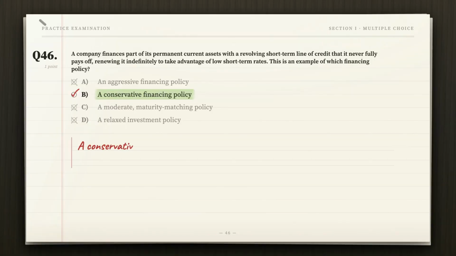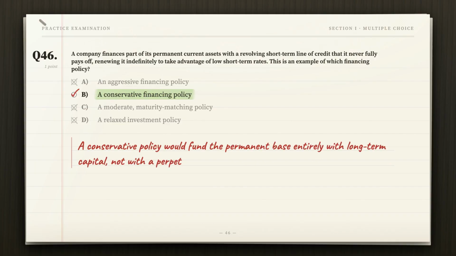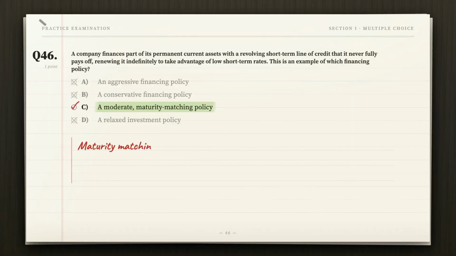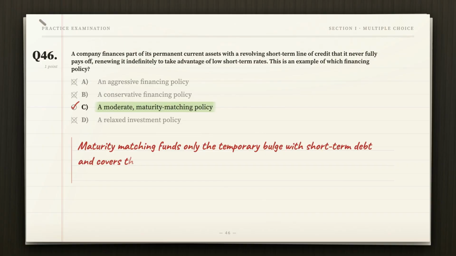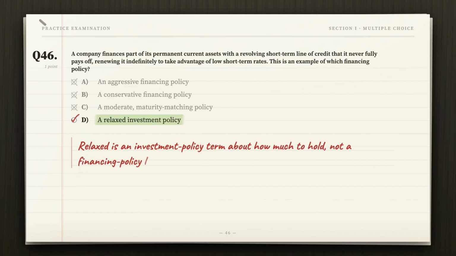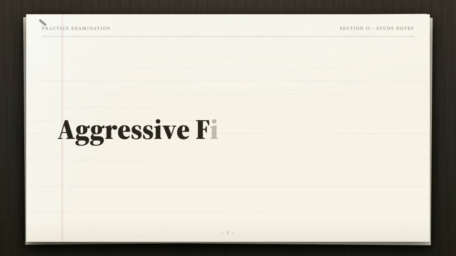B is wrong because a conservative policy would fund the permanent base entirely with long-term capital, not with a perpetual short-term line of credit. C is wrong because maturity matching funds only the temporary bulge with short-term debt and covers the permanent base with long-term capital. So this arrangement is more aggressive than that. D is wrong because relaxed is an investment policy term about how much to hold, not a financing policy label about how assets are funded.